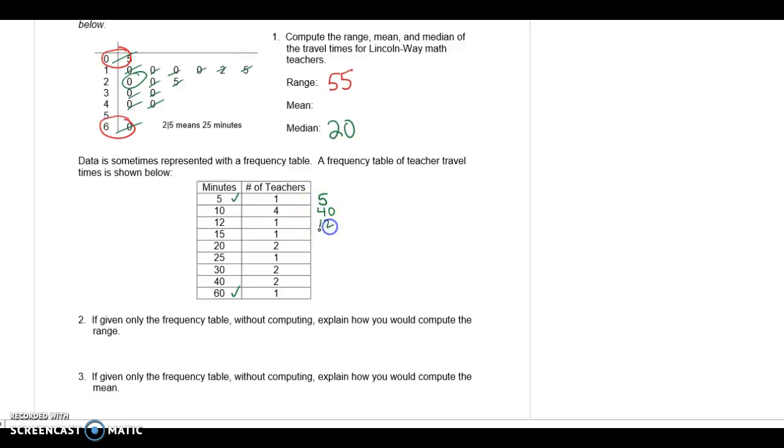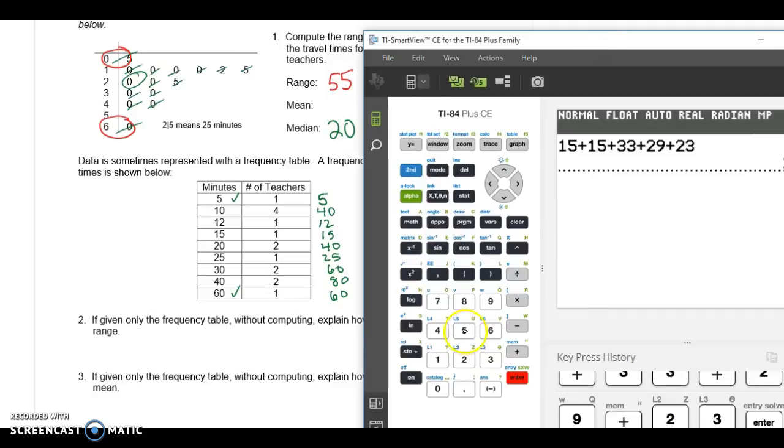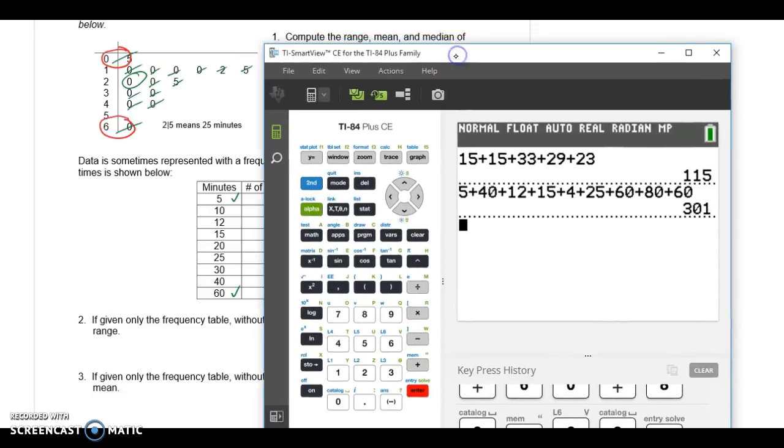1 at 12. 1 at 15. 2 at 20. 1 at 25. 2 at 30, that's 60. 2 at 40, that's 80. And then 1 at 60. And then we can go ahead and add those numbers up. So let's see, 5 plus 40 plus 12 and 15 and 40, 25, 60, 80, and 60. And I end up getting, what do I get here?